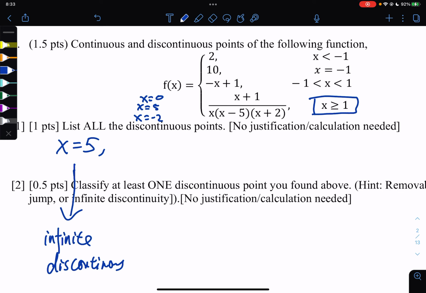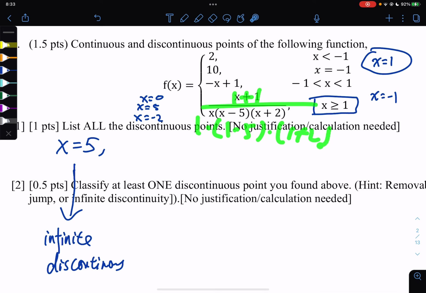Then the next thing is I have 2 points where my function will cut, at -1 and at the point of 1. So technically, I don't really know whether they are discontinuous or not. So I'm going to put it on the side and check one of them at a time. At the point of x approaches 1, if I'm approaching from the right side, I'm going to have 1 plus 1 over 1 times 1 minus 5 times 1 plus 2. So it's 2 over negative 4 times 3, so it's 2 over negative 12. So when I'm approaching 1 from the right side, I have negative 1 over 6.